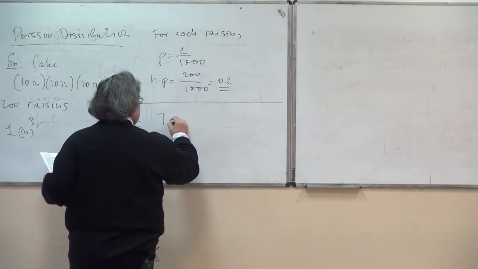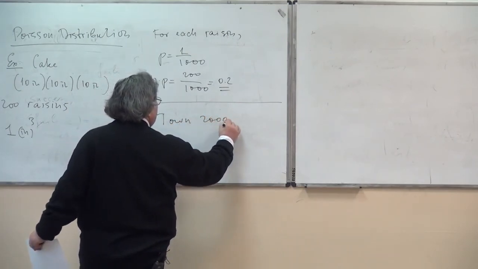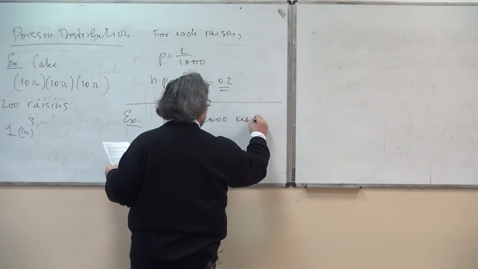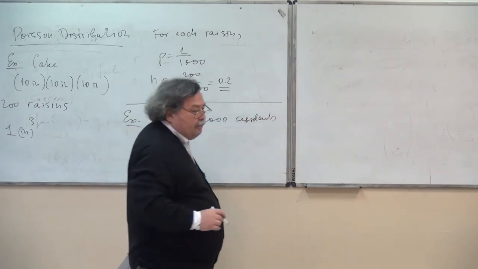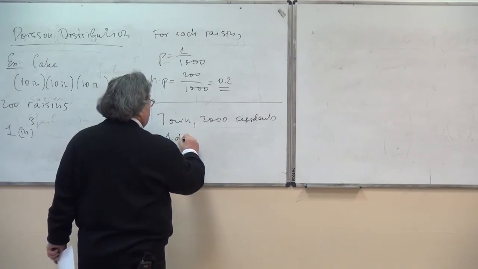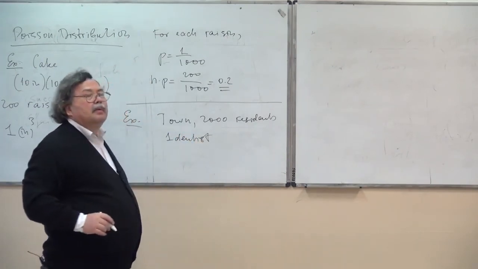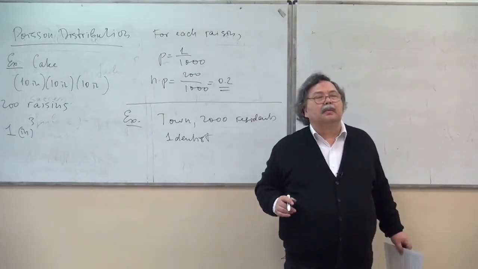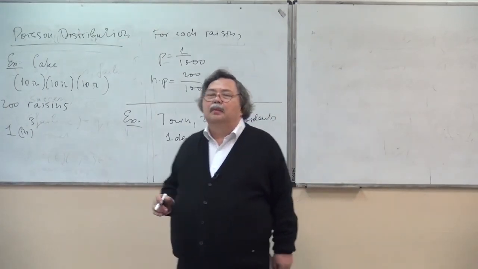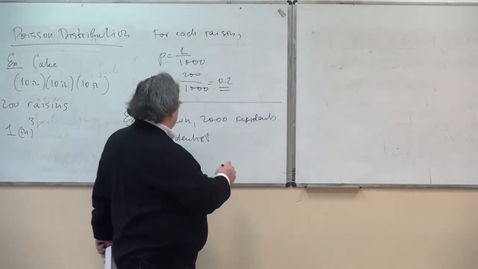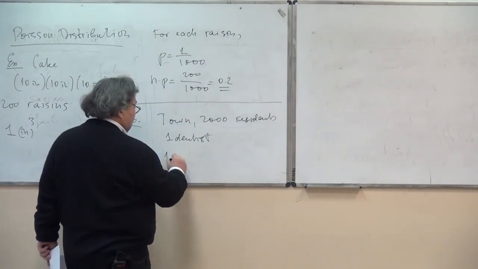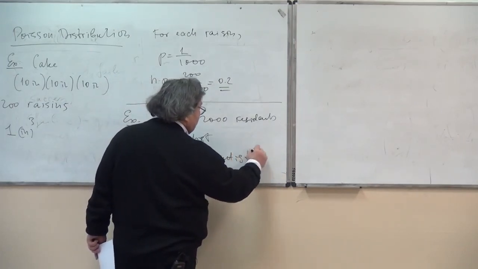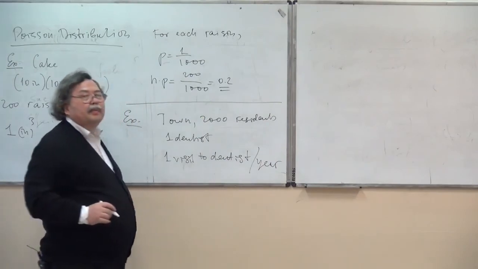Okay, suppose there is some small town, and this small town has 2,000 residents. And there is only one dentist in this town. Let's say that each resident of this town visits the dentist once a year on the average. So one visit to the dentist per year on the average.